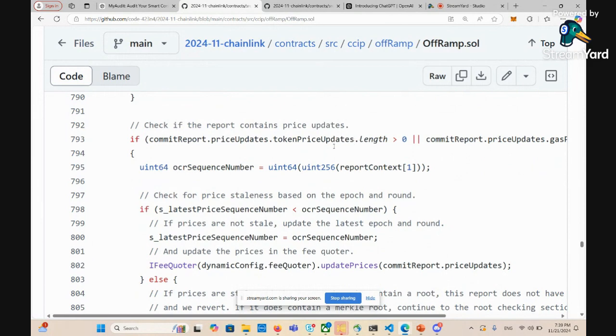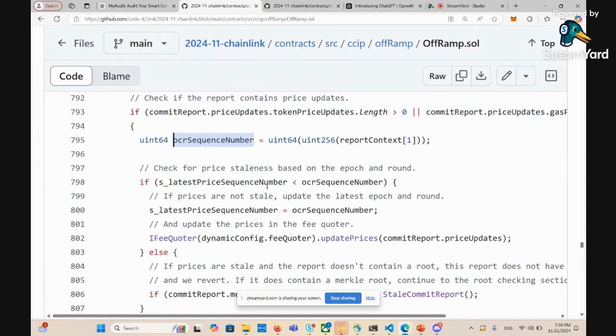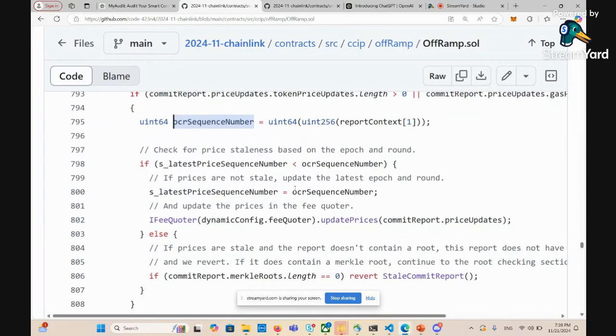There are two kinds of price you can update: token price or gas price. We're going to do it together. But there's an update number, so this is where we updated last time. We are going to provide a new update number, and this new update number must be strictly greater than the original number. In this way, we can prevent double updates and replay attacks.